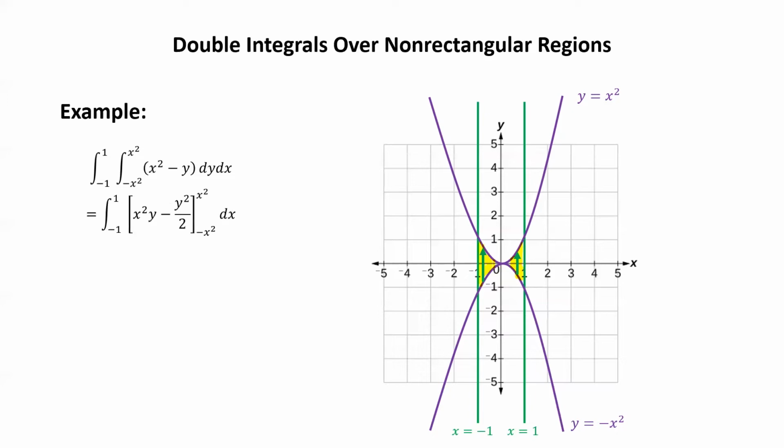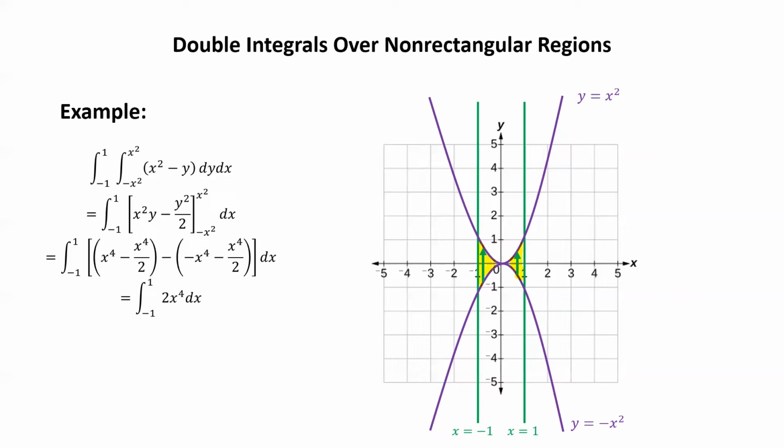So we start by doing the inner integral. Since it's dy, we get x squared y minus y squared over 2 from -x squared to x squared. When we plug in x squared for y, we get x to the 4th minus x to the 4th over 2. And when we plug in -x squared for y, we get -x to the 4th minus x to the 4th over 2. When we perform that subtraction, we get x to the 4th plus x to the 4th, which is 2x to the 4th. And -x to the 4th over 2 minus -x to the 4th over 2 is 0.